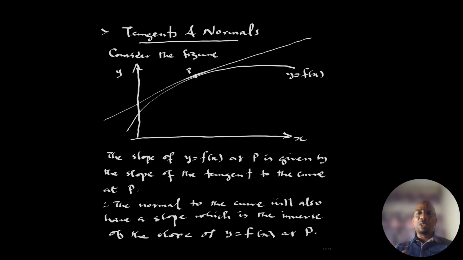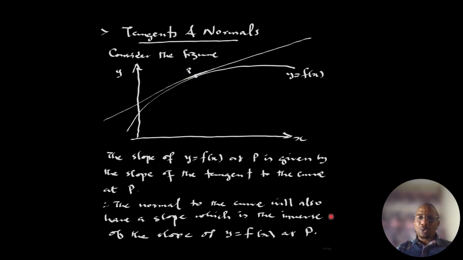Now, if you have a curve, we need to look at the tangent to that particular curve. Look at this figure, y and x. There's a curve. The curve here is y equals f of x, and there's a tangent drawn touching the curve at P. The slope of y equals f of x at point P is given by the slope of the tangent to the curve at P. What they're saying is that the tangent is a line drawn that just barely touches the curve at a particular point.